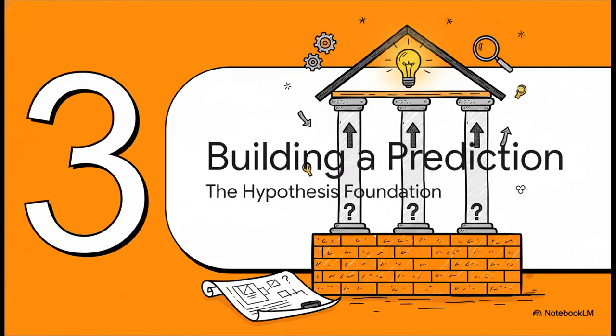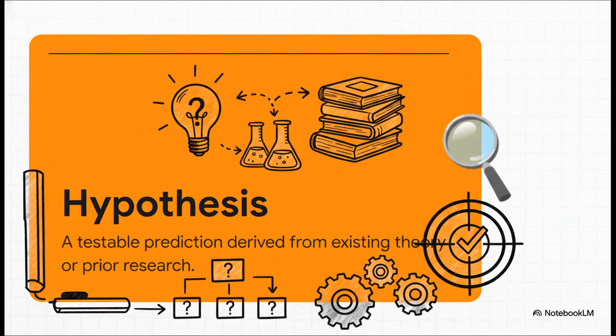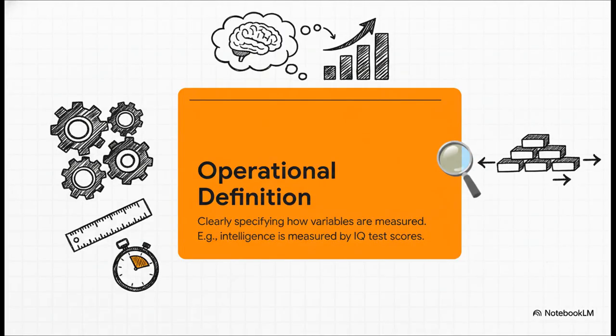All right, so you've got your blueprint, you've picked your research question. What's next? Well, now you have to pour the foundation. And in the world of research, we call that foundation a hypothesis. Now, a hypothesis isn't just some wild guess you pull out of thin air. It's a really educated, testable prediction that's based on what we already know from other theories or studies. And that word, testable, it is everything. If you can't design an experiment to prove it right or wrong, then I'm sorry, but it's not a scientific hypothesis.